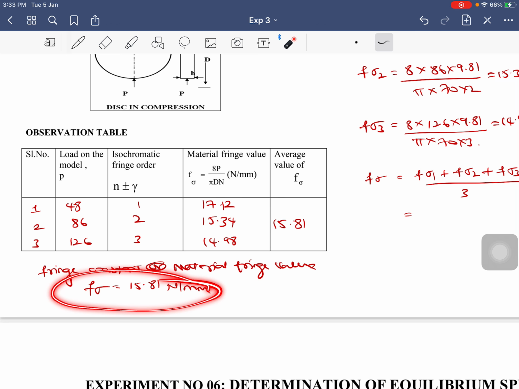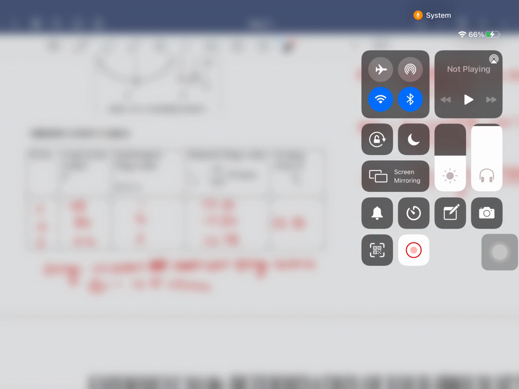By calculating the material fringe value of 15.81 Newton per mm, your experimentation is done. This is how you calculate the material fringe value using the photoelastic principles.